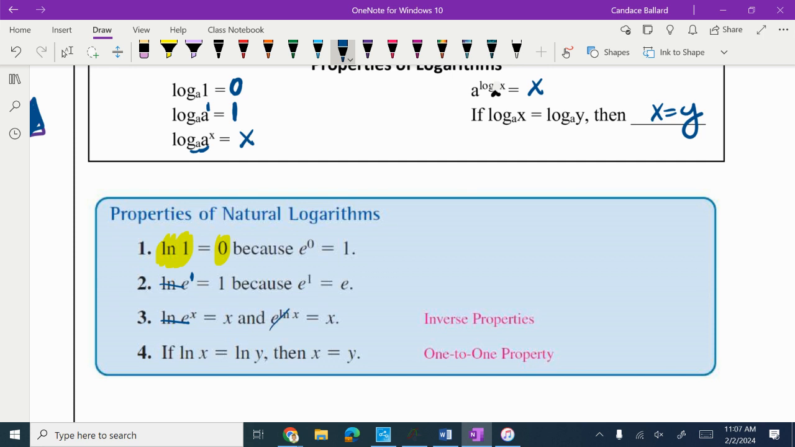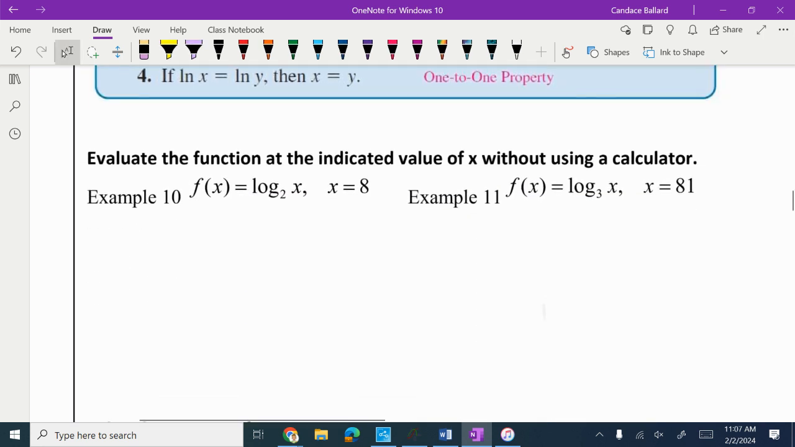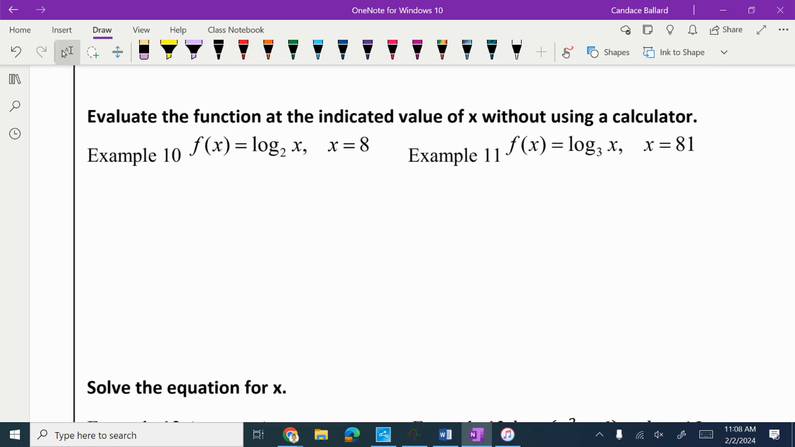Any questions on properties? Let's put them to use. They're more helpful when we can put them to use. In these ones, it says we're going to evaluate the function at the indicated value of x without using our calculator. We're going to use exponent properties to help us. When we evaluate, that means we plug that 8 in for the x. So we've got f of 8 equals log base 2 of 8.